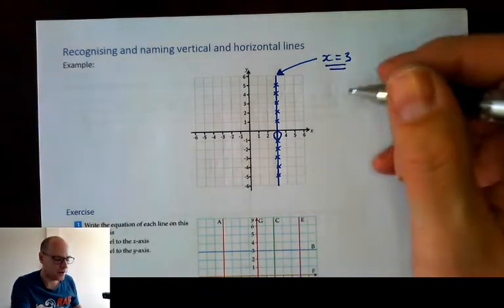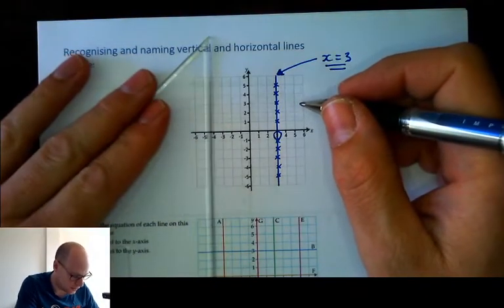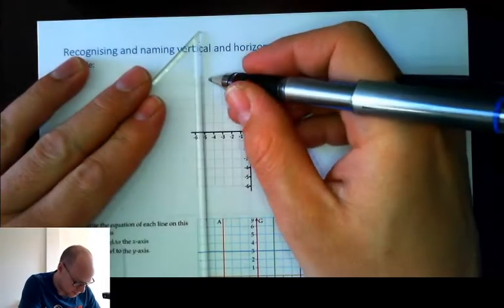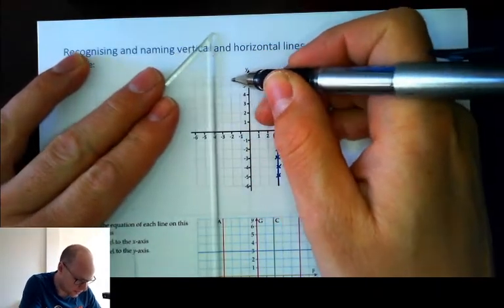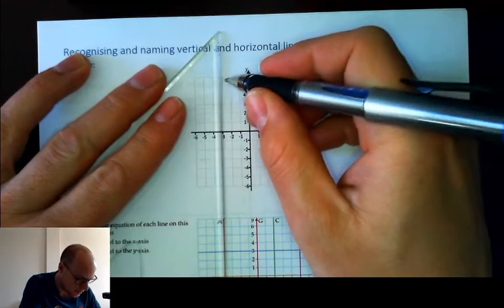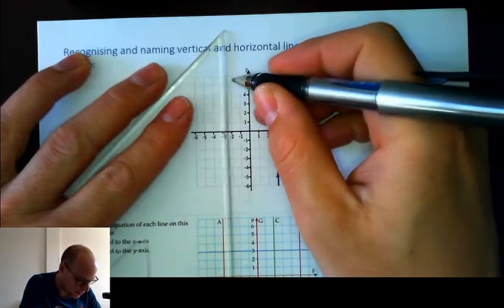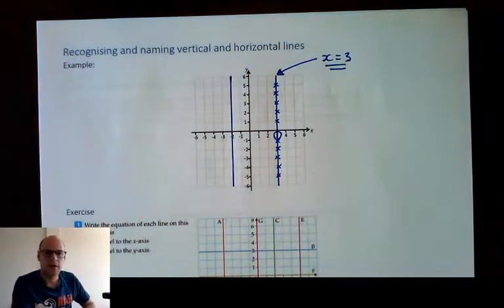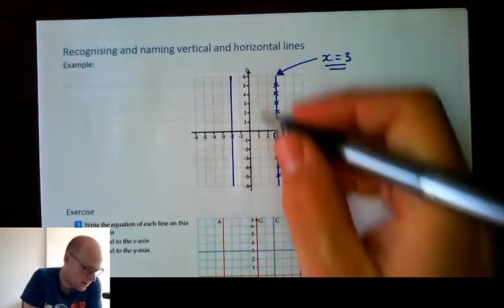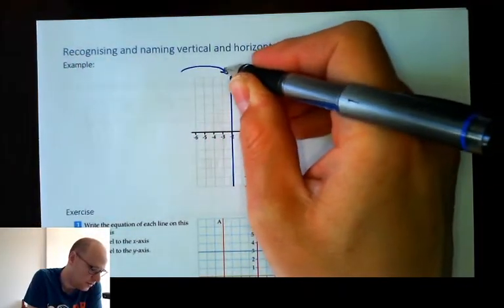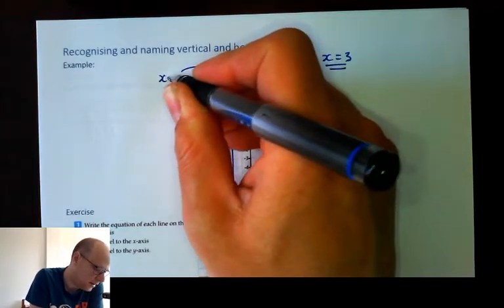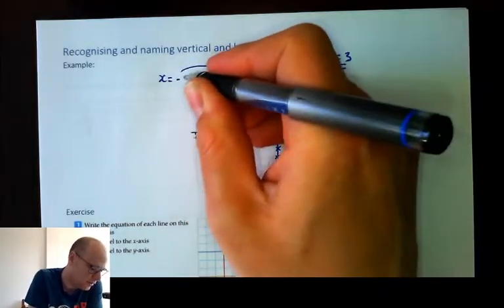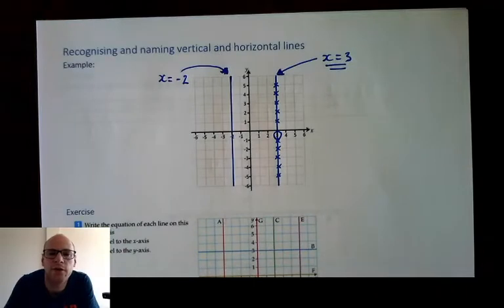If we do another example of a vertical line, let's go for this one here. That is still a vertical line, and that we are going to label as x equals minus 2. And that's because every point on that line has an x coordinate of minus 2, and because it goes through minus 2 on the x-axis.